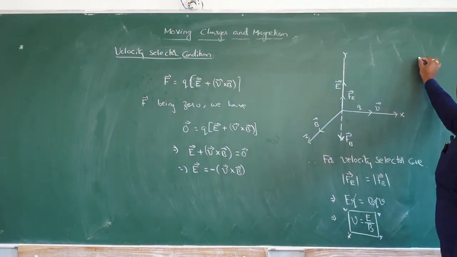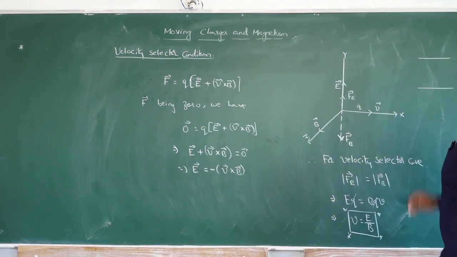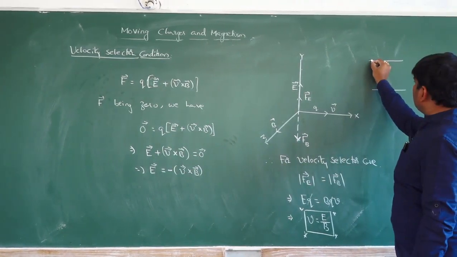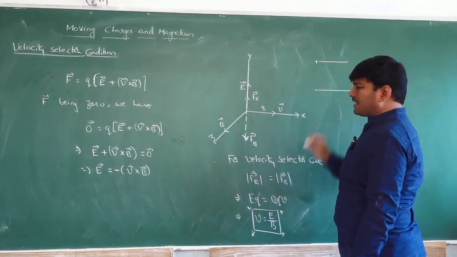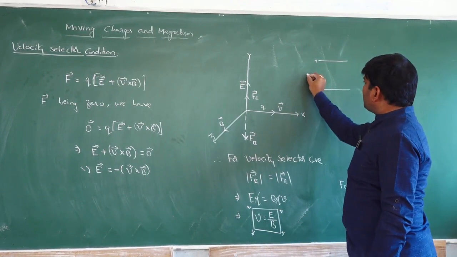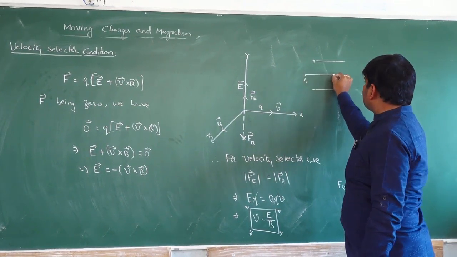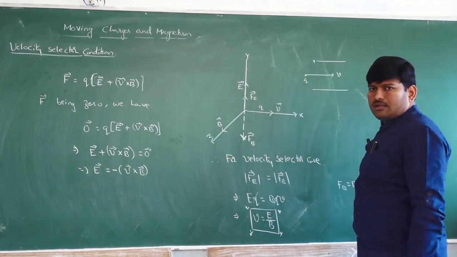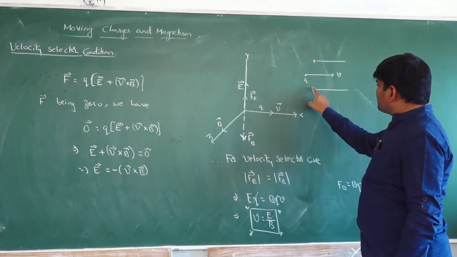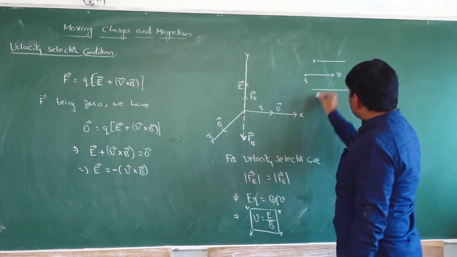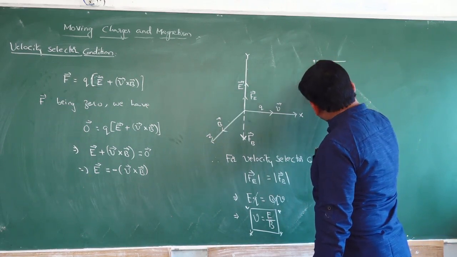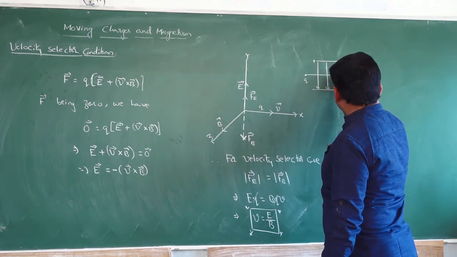Let me choose, this is a capacitor, this is the positive plate of the capacitor, this is the negative plate of the capacitor, and here the charge Q is moving like this with velocity V. As this is the positive plate and this is the negative plate, the electric field is directed from top to bottom like this. This is the direction of the electric field.